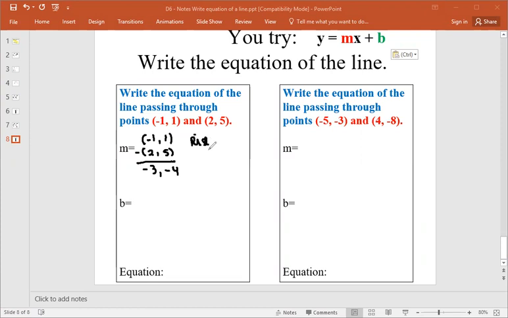So rise over run, -4 over -3, which is a positive 4/3. Negative over negative is positive. You want to make sure you get that positive. Now we got to go find b. I'm just going to pick one of these points. I honestly don't care.